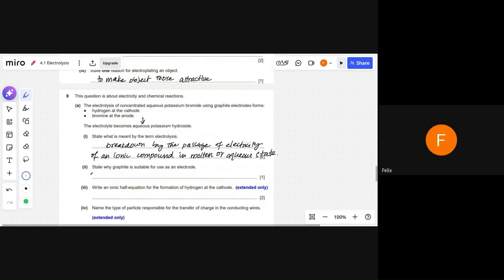State why graphite is suitable for use as an electrode: because it is inert, and it conducts electricity. You must mention both of these points. Graphite is inert, but not all substances that are inert can be used. It must be able to conduct electricity at the same time. So it is inert, and graphite conducts electricity. Both should be there.